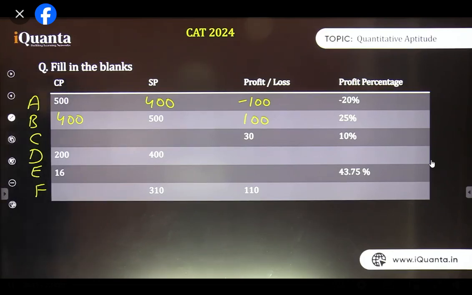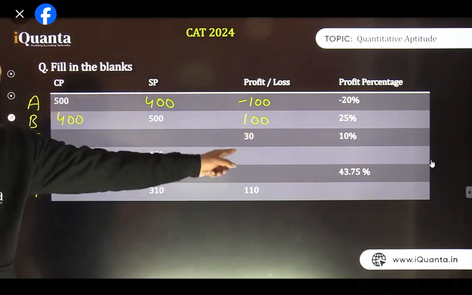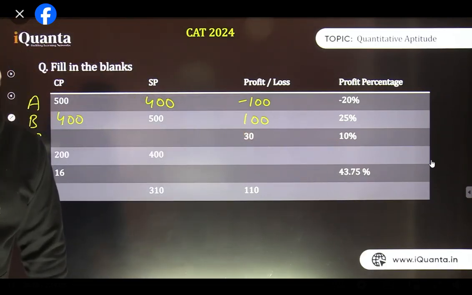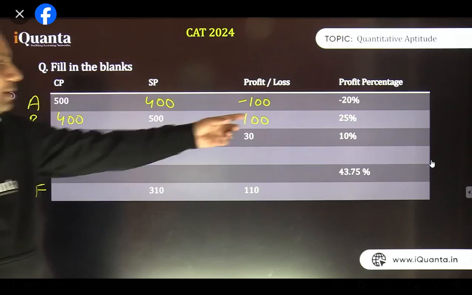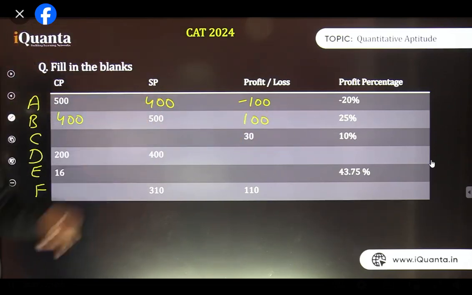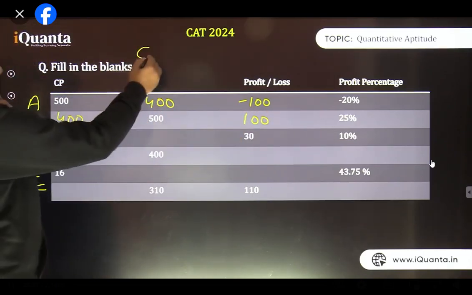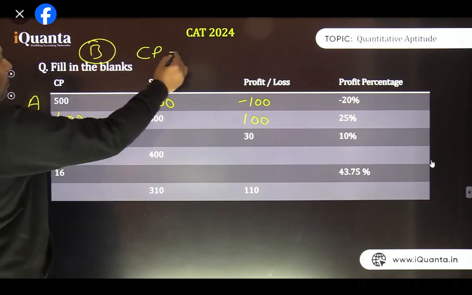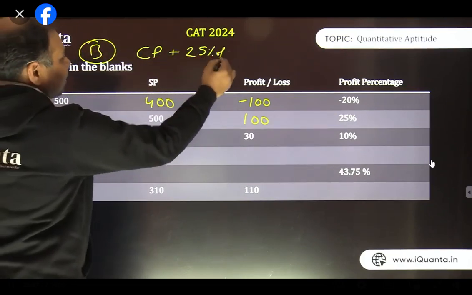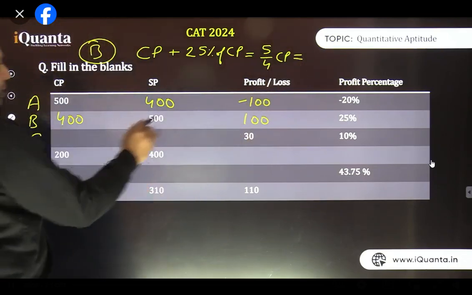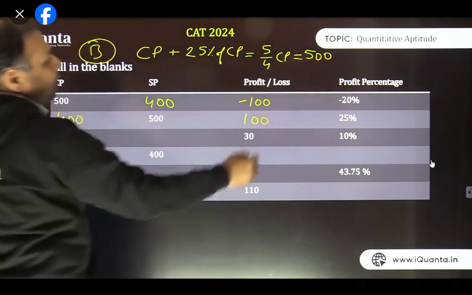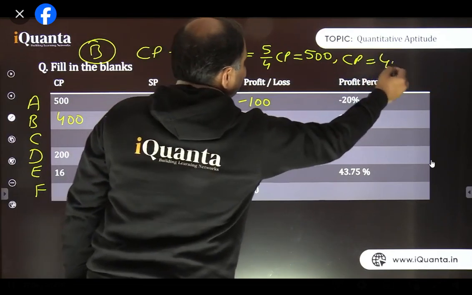Yes, many of you have got this answer correctly. See now, it is 10% profit, and the 10% is 30. Good everyone. See, by adding 25% profit in CP, you are getting 500. CP, this is the B part, CP plus 25% of CP. That is basically 5 by 4 of CP is equal to 500. Right? On simplification, you can find easily that CP is 400.